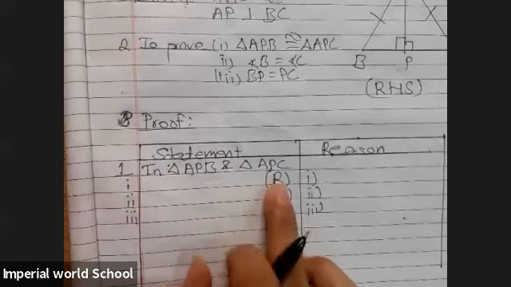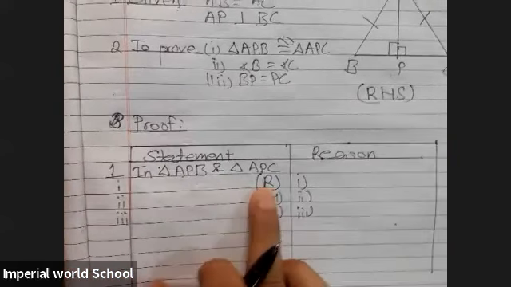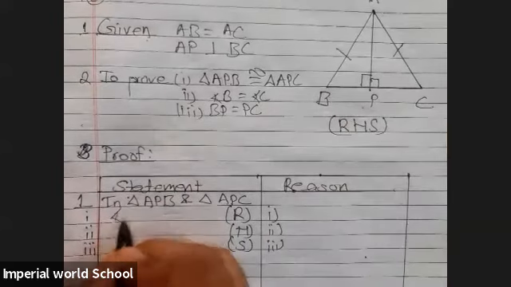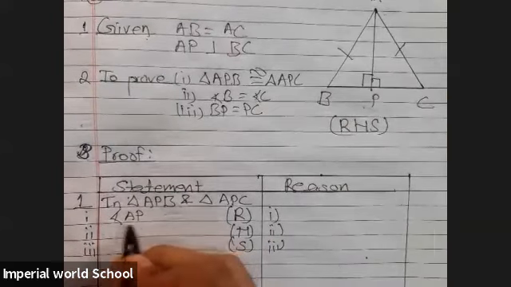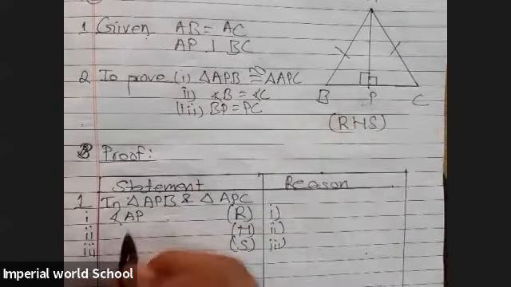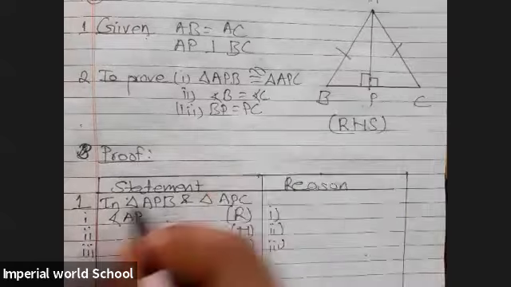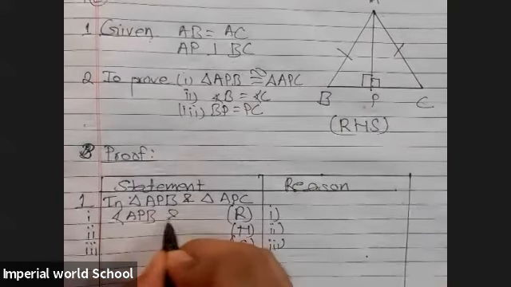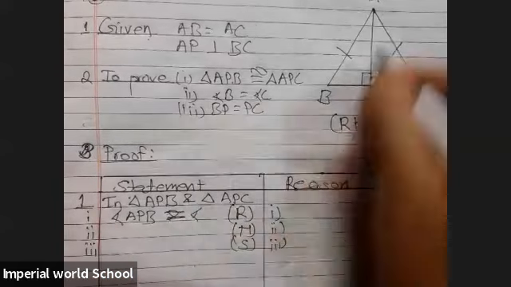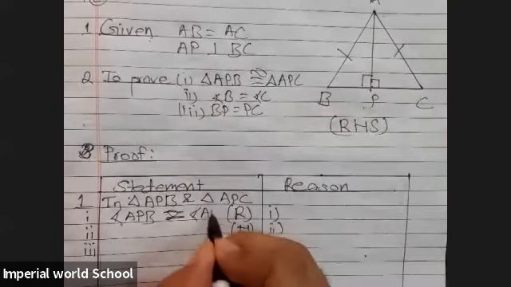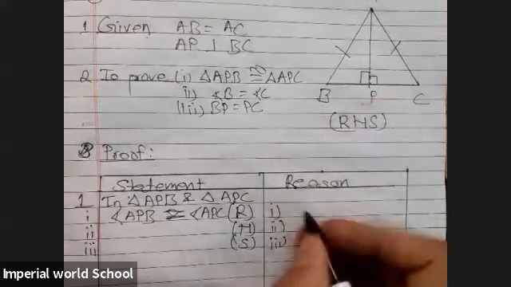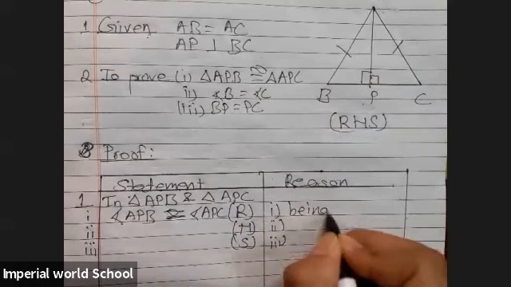Okay, R means 90-degree angle. Which two 90-degree angles are equal? One is angle APB. I'm going to write the full name, because if I write P equals P, people will understand that it is the same P only. So we have to write angle APB for the left angle. Sorry, this is angle APB equals angle APC. Why are they equal? We have to mention the reason: both of them are 90-degree. You can write being 90-degree.